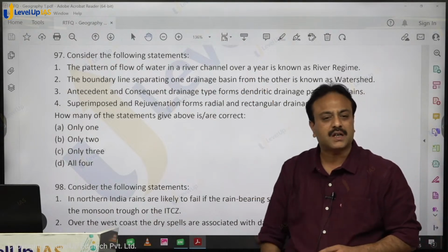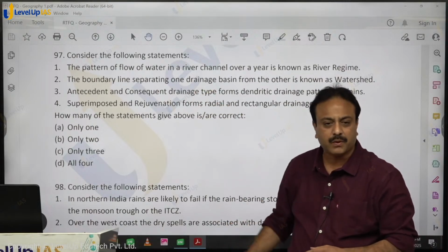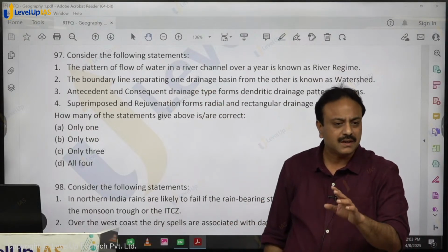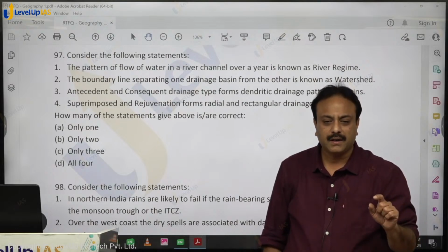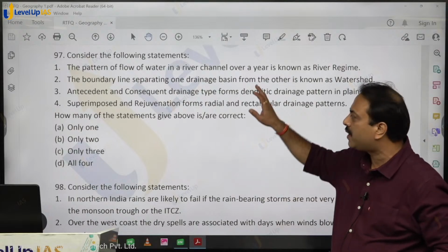This is not to be considered as relevant. There is some framing problem with statement number 3 and statement number 4. It has to be considered as null and void. Don't consider this question for your preparation of your examination. There was some problem in the framing of the question.